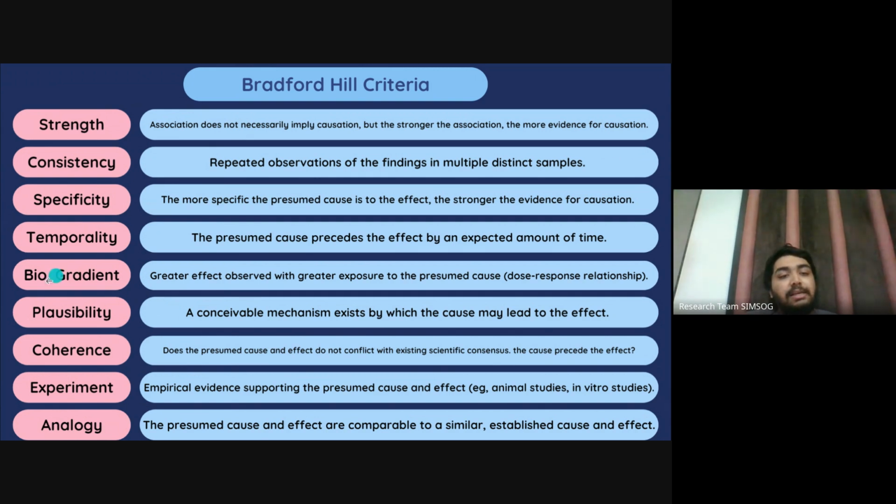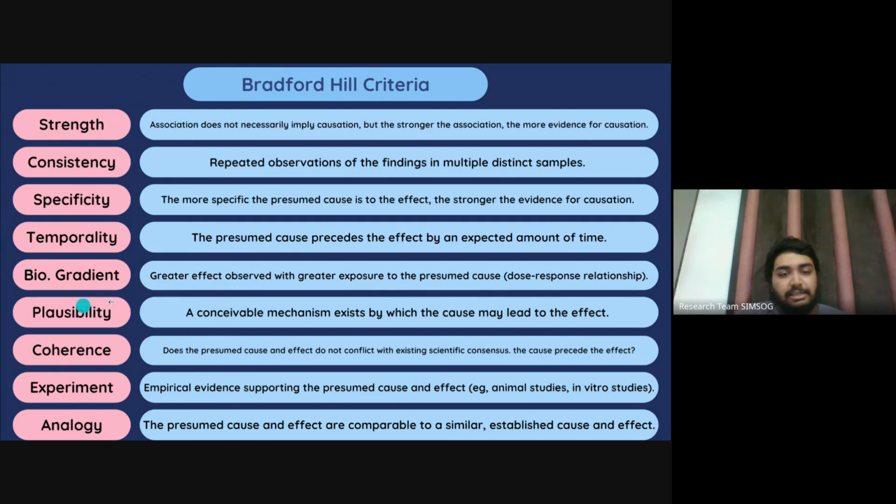Similarly, biological gradient, or what we call a dose response relationship. A greater effect is observed with greater exposure to the presumed cause. For example, if you drink more Coca Cola, the amount of sugar in your bloodstream, which is the effect, should be more. Only then could we say that it is related as cause and effect. Otherwise we cannot. In this example it is related, but in other examples it might not be.